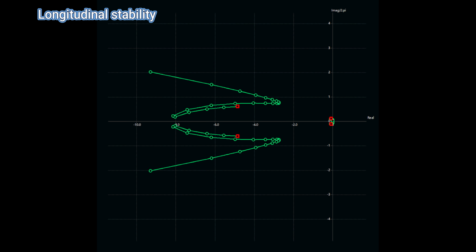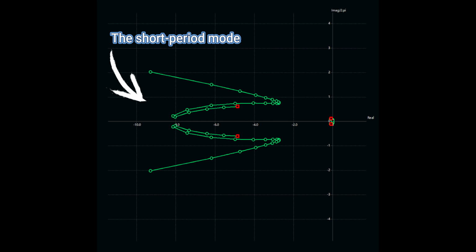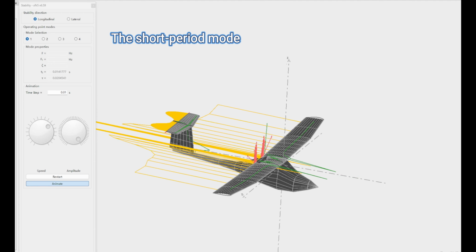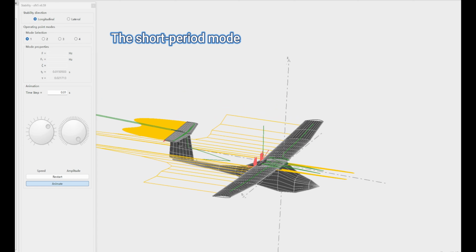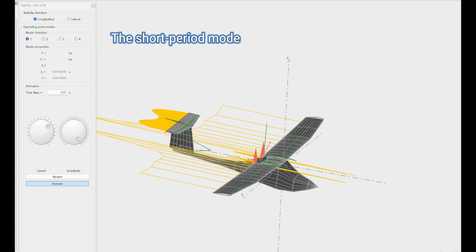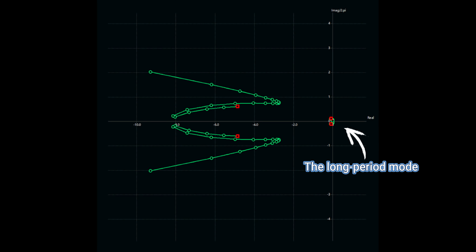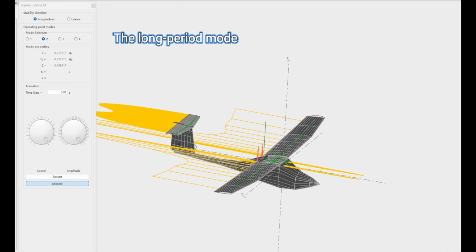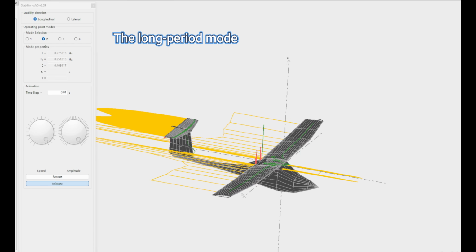Longitudinal stability, there are 2 modes. The short period mode corresponds to the pair of complex conjugate roots further to the left. Their real parts are small, meaning they have ample damping. The aircraft remains stable without excessive oscillations. At the same time, their large imaginary parts indicate that the aircraft responds quickly to control inputs. The long period mode is closer to the imaginary axis, but still on the left side, indicating that the aircraft maintains stability with a slow decay rate.